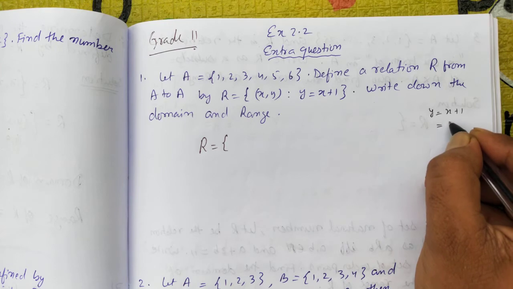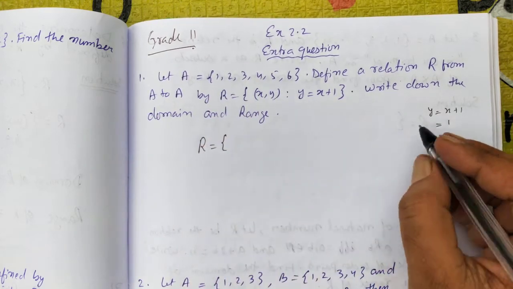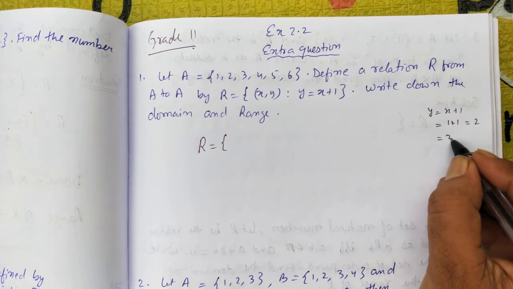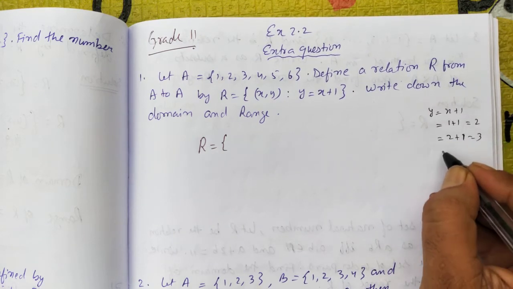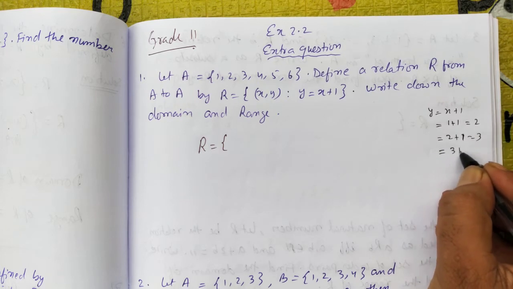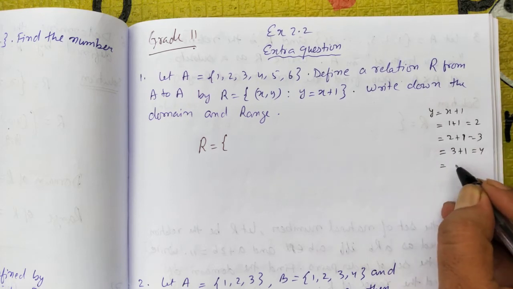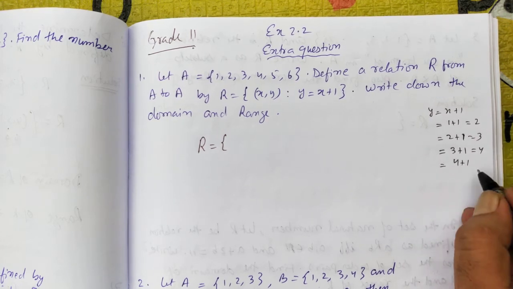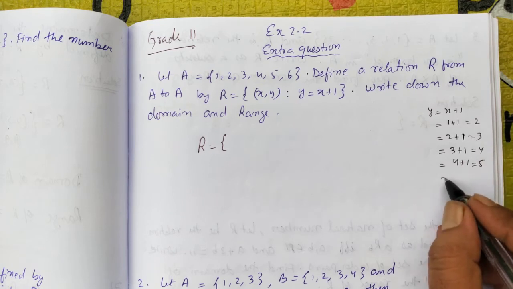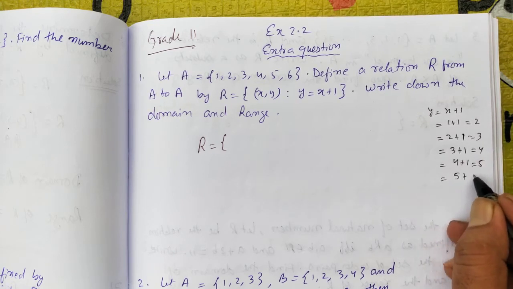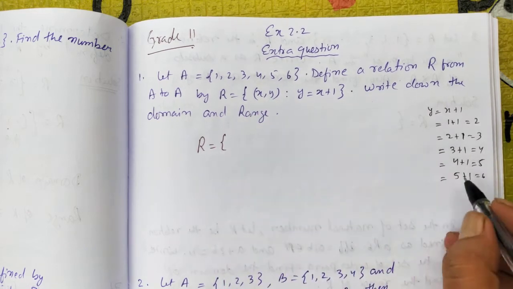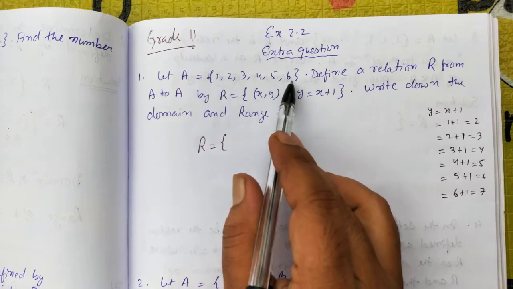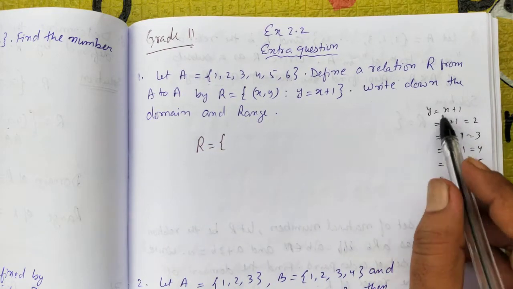If x is 1, y is 2. If x is 2, y is 3. If x is 3, plus 1 means y is 4. If x is 4, y is 5. If x is 5, y is 6. If x is 6, y is 7. Since 7 doesn't belong here, we cannot use this. So I can use only these.